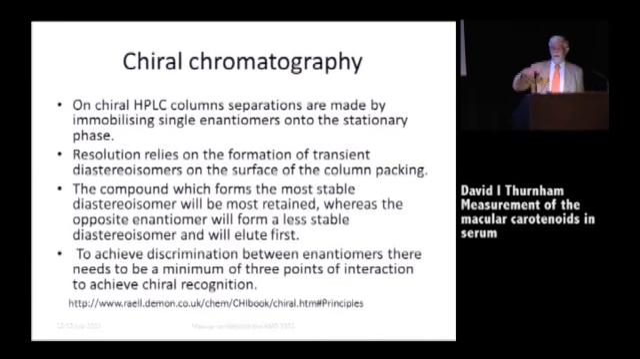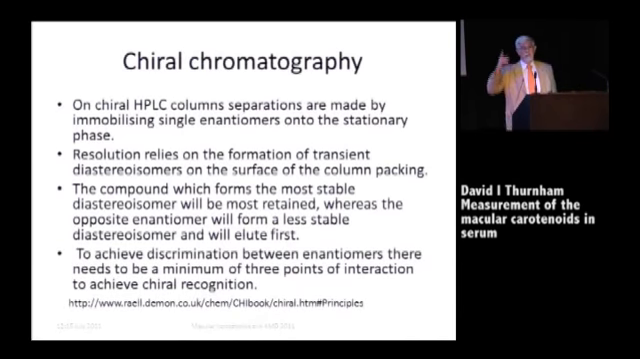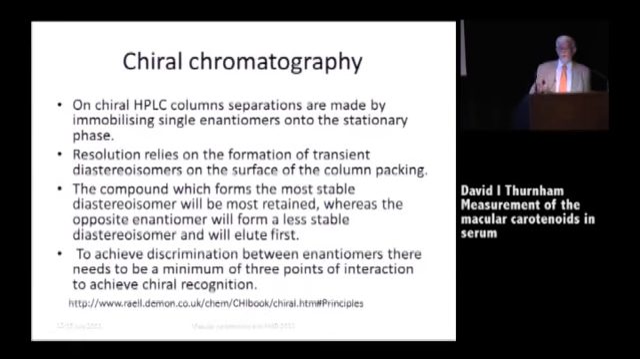Obviously, that optically active point of binding, that hydroxyl group, is going in different directions in the two molecules. So if you're binding at several points on your stationary phase, then one is going to be different to the other. So the more stable one stays on the column while you elute the less stable complex. It's said that to achieve discrimination, you need to have at least 3 points of interaction between the molecule and the solid phase to achieve chiral recognition.